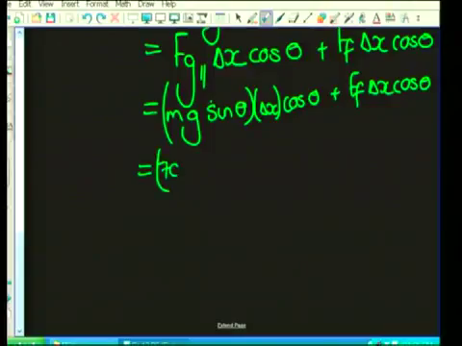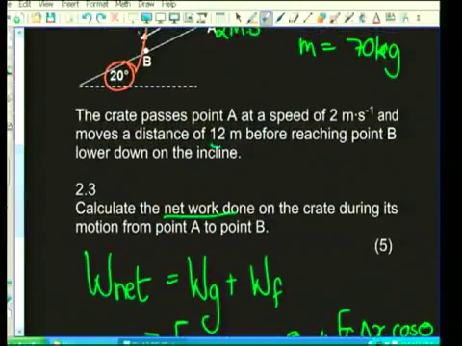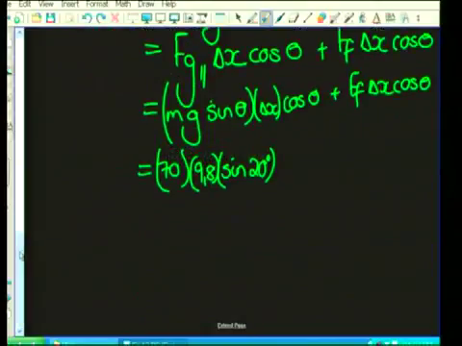Because we need to round off at the end, but we actually round off to 2 decimal places at the end of every single sum if it's a separate sum. So, let's just make it easier. Okay, so what do we know? M is 70, g is 9,8, because that hasn't changed. Sine 20 degrees. They said to us that it goes a distance of 12 meters.